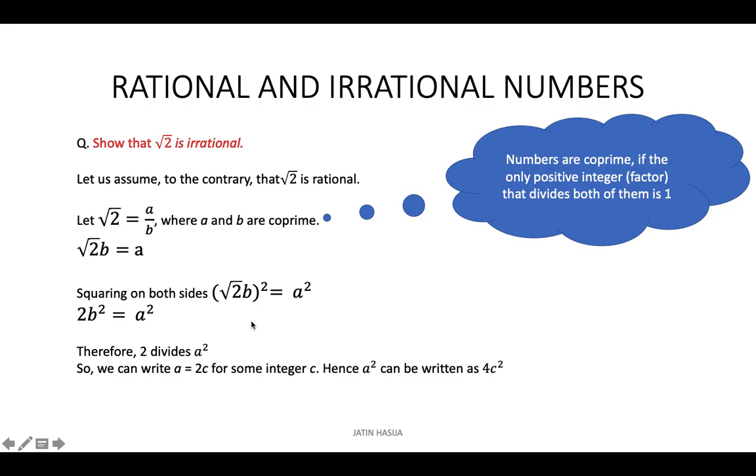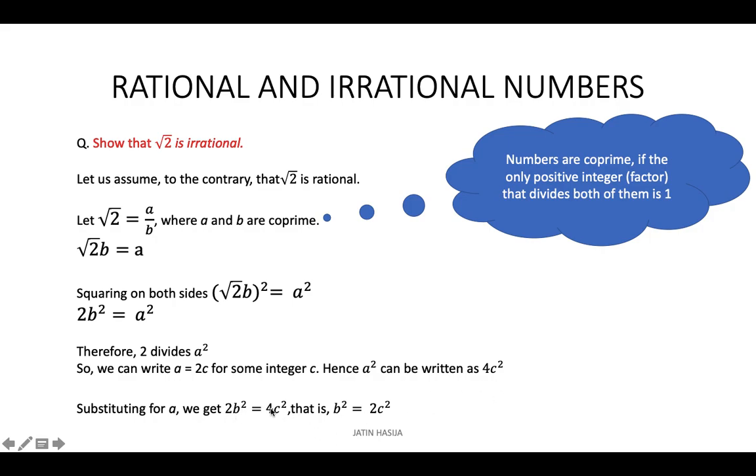Now I have two values for a square. One is a square is equal to 4c square, and here we have a square is equal to 2b square. I repeat, I have two values for a square. One is 2b square and the other one is 4c square. Now if I substitute the values of a square, we get 2b square from here and 4c square from here, so 2b square is equal to 4c square.